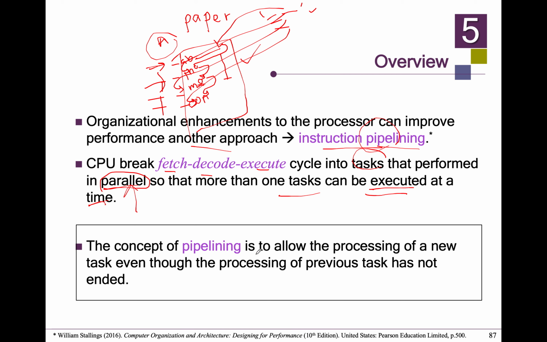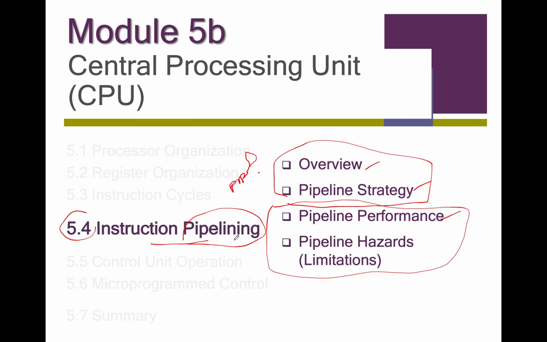The concept of pipeline allows the processing of a new task even though the processing of the previous task has not ended. It means you have not yet finished writing your abstract, but you already start writing your introduction. Although you have not finished your introduction, you work on your conclusion. This is called the pipeline concept. Easy to understand, right? Okay.